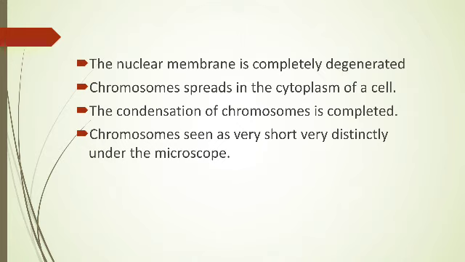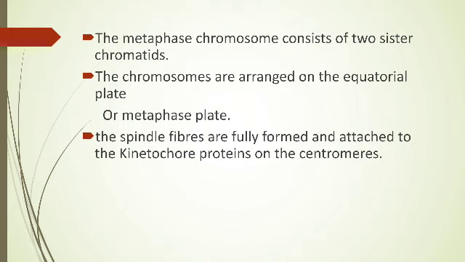Okay, so here the metaphase chromosomes consist of two sister chromatids, as we can see in the figure. The chromosomes show the two sister chromatids, and they are arranged on the equatorial plate. You can see in prophase the chromosomes were here and there in the cell, but in this metaphase the chromosomes are arranged in the center of the cell on the equatorial plate, and that equatorial plate is called the metaphasic plate or metaphase plate. This is an imaginary line.